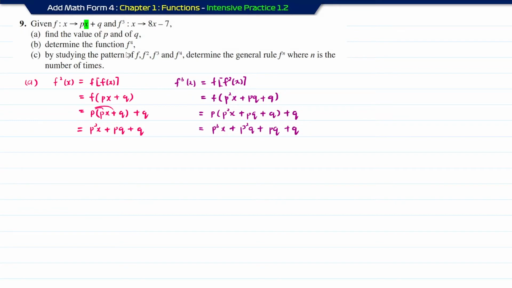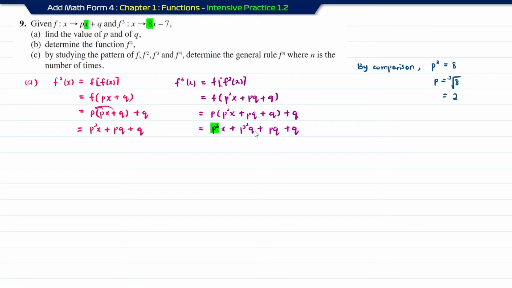Now we are going to find the value of p and q by doing the comparison. From the information given here, this number 8 is the coefficient of x, and when you compare it to the f cube that we found here, the coefficient of x is p cube. So by doing the comparison, we found that p cube is equal to 8. To find p, move this cube to the other side, so we get the cube root of 8. It will give you the answer of 2. So therefore p is equal to 2.